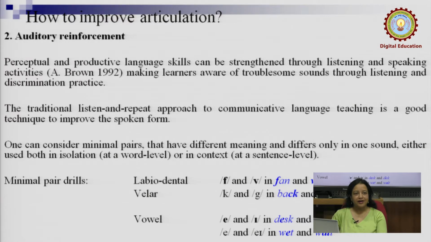We can see here a few of the minimal pairs: labiodental, f and v, as in fan, van. Velar sounds like k and g, as in back and bag. Vowels, look at the vowels, a and e, as in desk and disc. A and a, as in wet and wait.